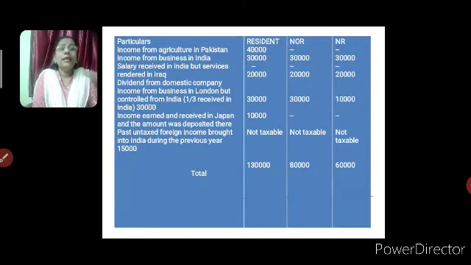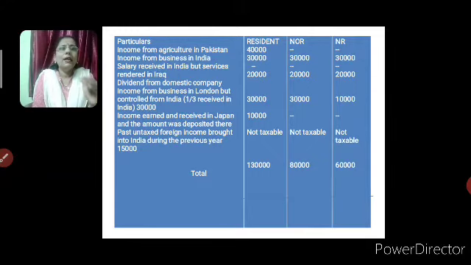First thing, income from agriculture in Pakistan. See, if it is in India, then it will be exempted from tax. But what they have given is income from agriculture in Pakistan. It is outside India. That is why it is liable to tax for the resident only, that is 40,000, and it is not liable to tax for the not ordinarily resident and the non-resident because it is outside India.